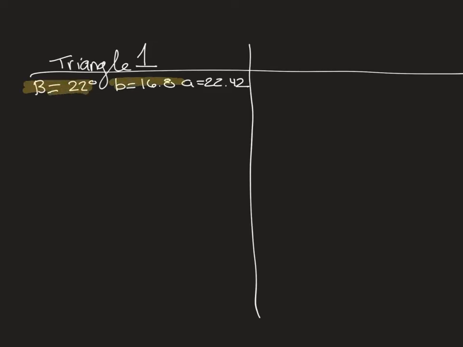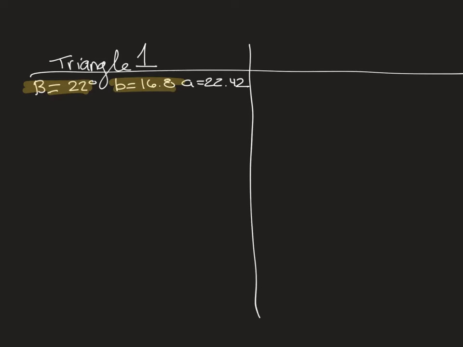So the first one I'm going to find by default, I'm going to call triangle 1. What we know right now, I'm just copying out the problem, is that big B equals 22 degrees. We know that little b equals 16.8, and that little a equals 22.42. Because I have a complete ratio, right here and right here, I can go ahead and use that.